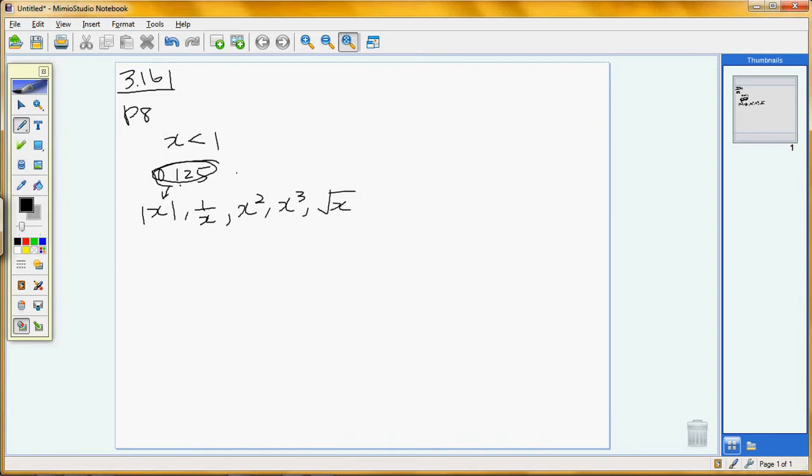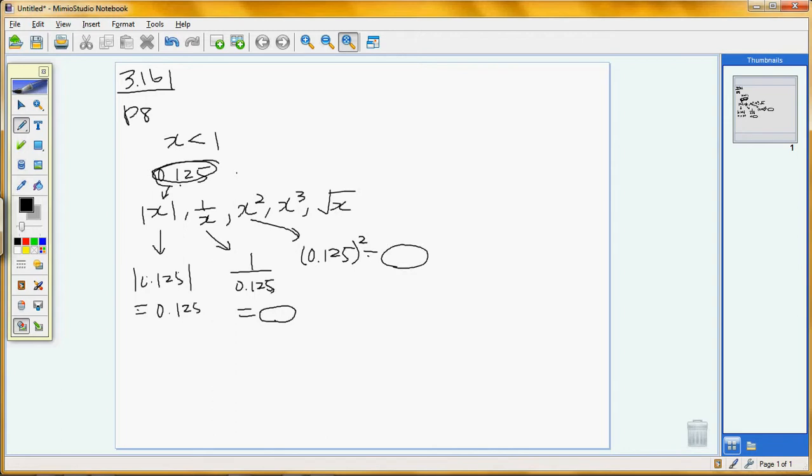So the absolute value of 0.125 will be 0.125. And then for this one, 1 over x, you go 1 over 0.125, and then you perform the operation 1 divided by 0.125, and you'll get some number. And for this one, you're going to square that number, and you get some number.